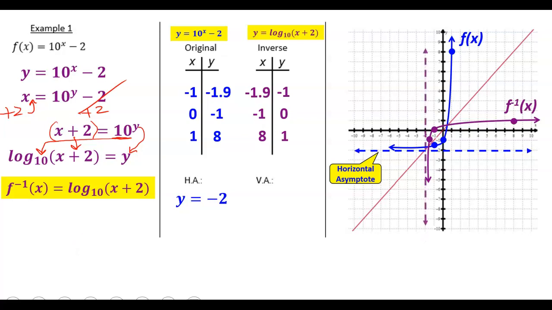I want you to notice something. The horizontal and the vertical asymptote, you see how they're the same number? They're just x and y. That's the only difference. Cool? So make sure you've got everything, including the VA, the vertical asymptote.